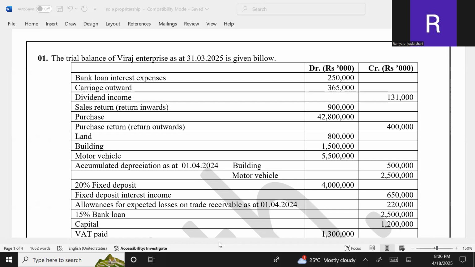Today I'm going to discuss how to prepare financial statements based on a trial balance, for sole proprietorships, partnerships, as well as companies. Our duty in accounting is to provide information about the business organization to interested parties. Therefore, we have to prepare financial statements. You have to know how to prepare financial statements based on a trial balance.